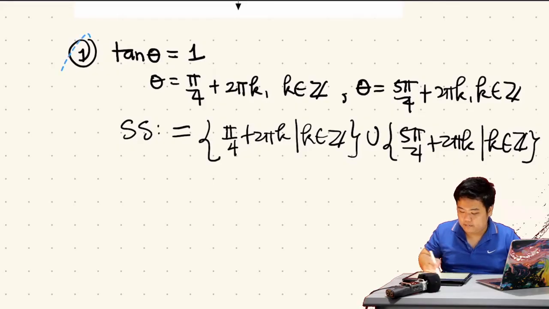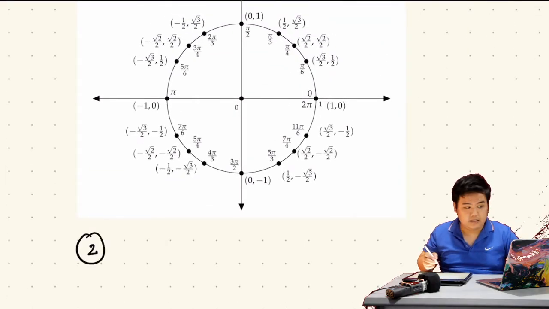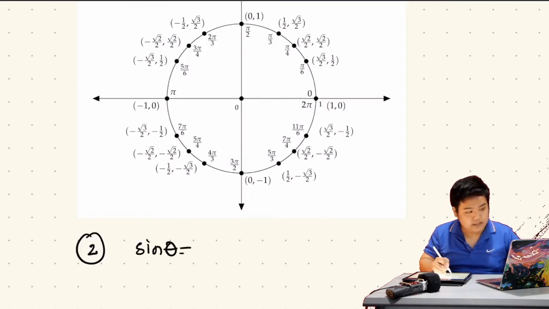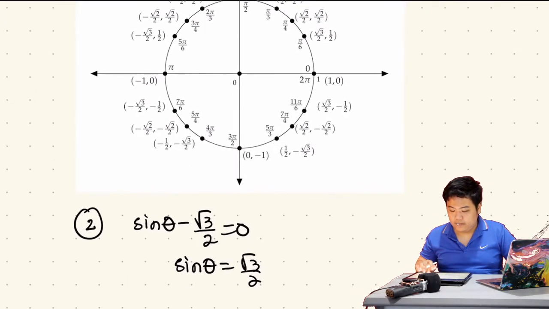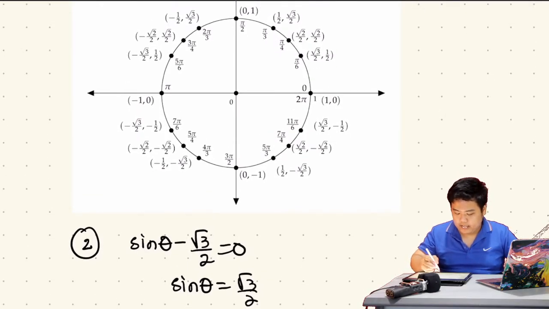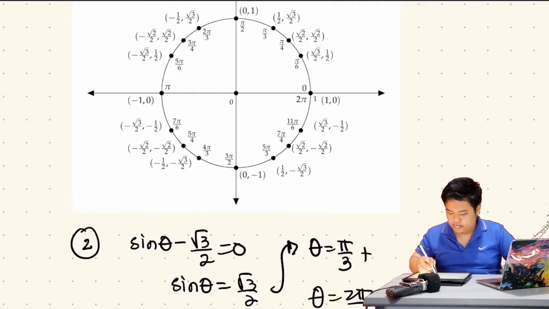Okay, so let's do another example. So, let us delete this one. Okay. So, number 2, solve for theta or give the solution set for this one. Okay. So, ang gagawin natin, sine theta is equal to square root of 3 over 2. And, so, sino yung mga theta sa unit circle na square root of 3 over 2 yung sine nila? So, yung second component, square root of 3 over 2. So, you have pi over 3 and 2 pi over 3. So, theta is pi over 3, theta is 2 pi over 3. So, magdadagdag ka ng mga 2 pi k, where k is an integer.